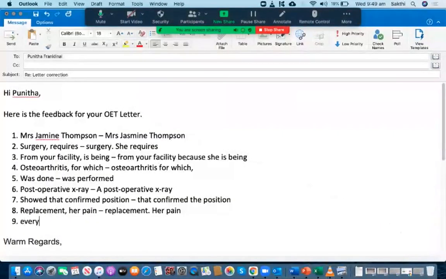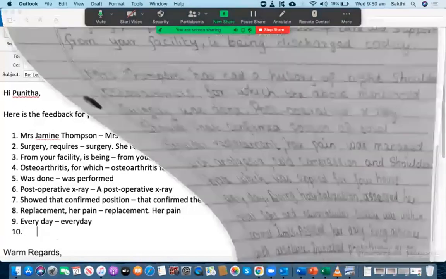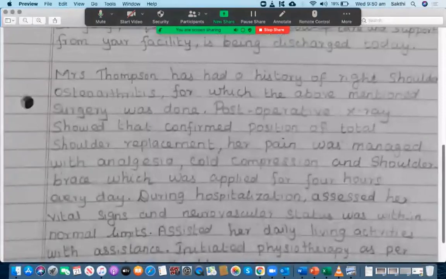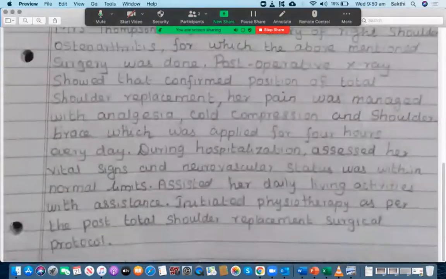One minute. Every day, if you write two words, that's wrong. It's going to be one word only, everyday. Everyday, everyone, everybody, these should always be written in one word only. They are one-word phrases actually.